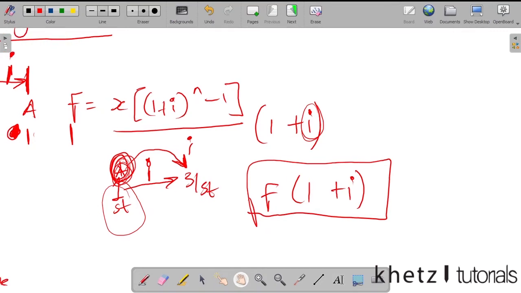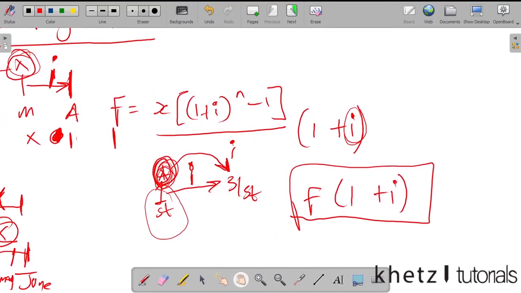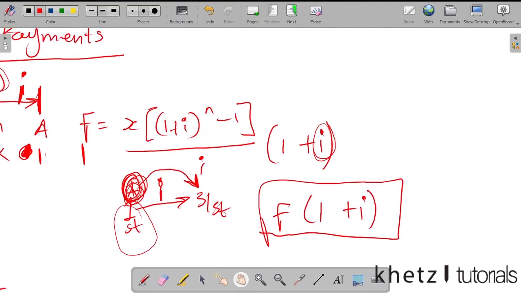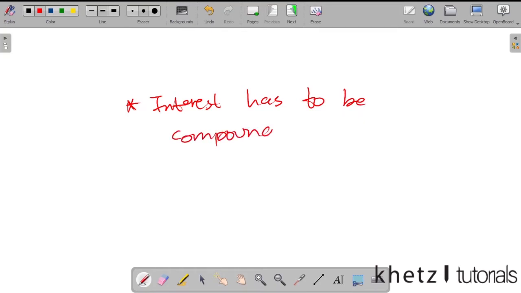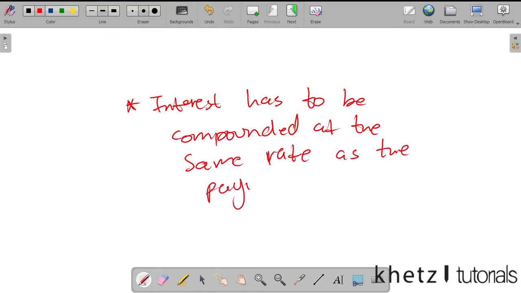So I talked about immediate payments, I talked about how the normal future value formula works, and I talked about where you'd actually apply this kind of stuff. Now, here's another thing which you have to know. So, an important point: the interest has to be compounded at the same rate as the payment.